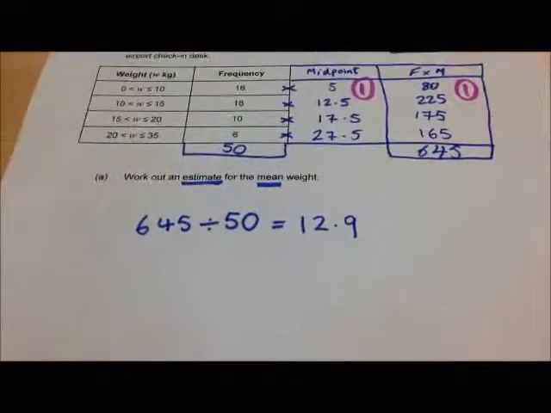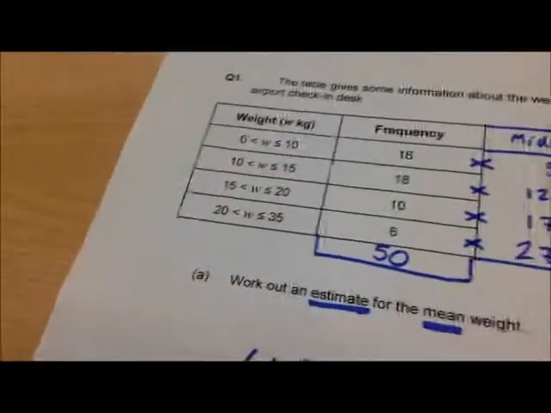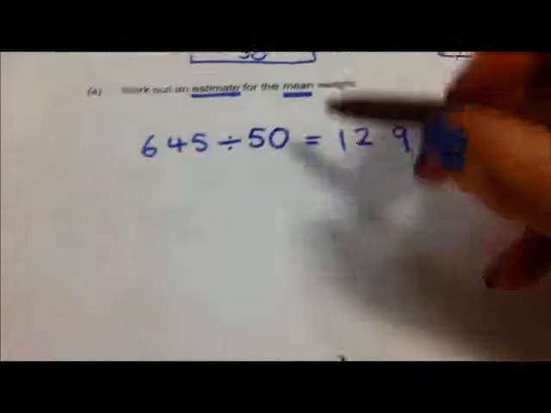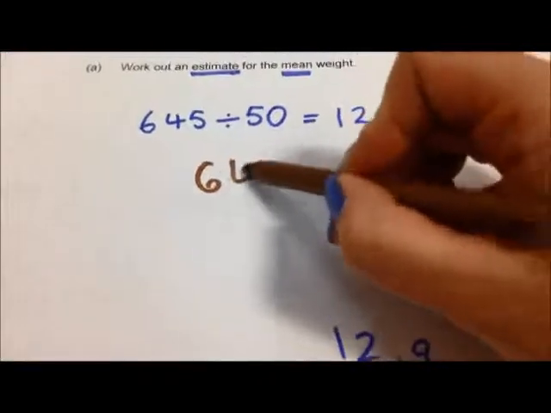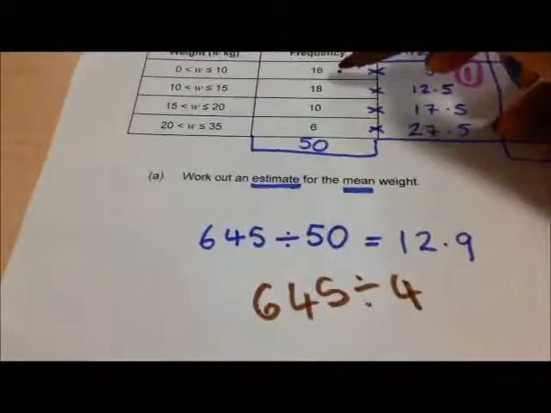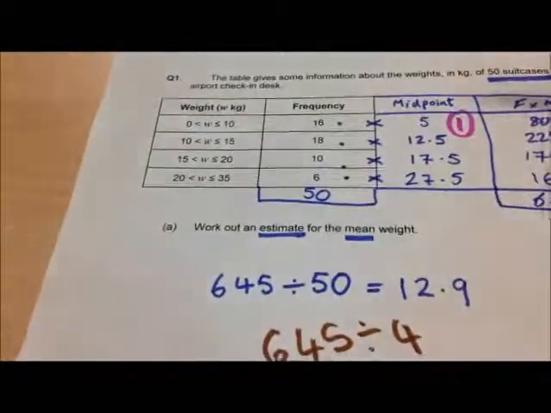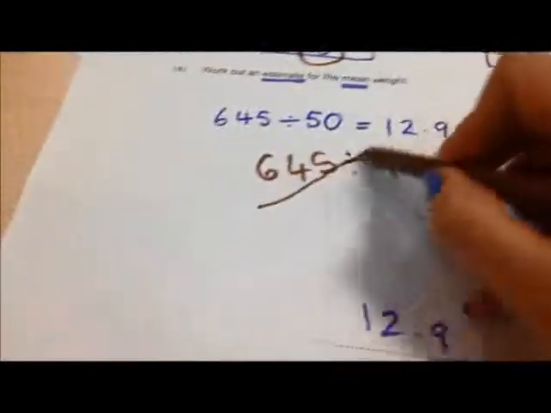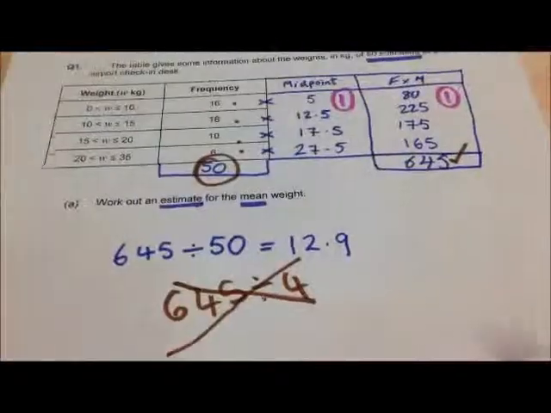Do you know a really common mistake, sir? I'm just going to highlight this for you now. I'm just grabbing a different pen. Most people get this bit right and they get these 2 marks right, but a lot of people do 645 divided by 4 because of these 1, 2, 3, 4 categories. Be really careful to work out that total frequency, because that is completely wrong.